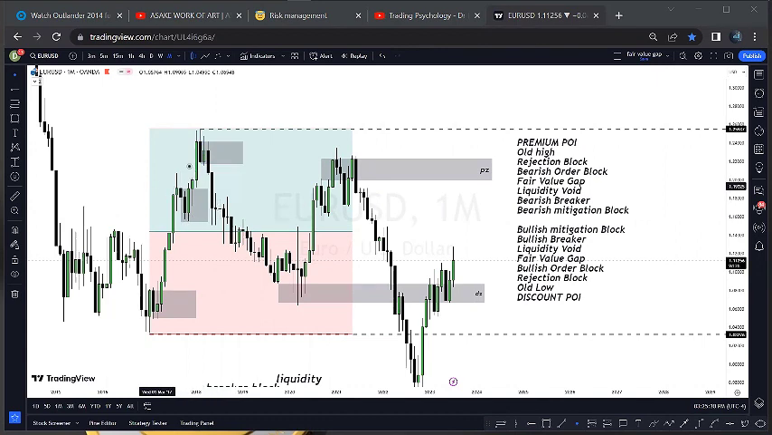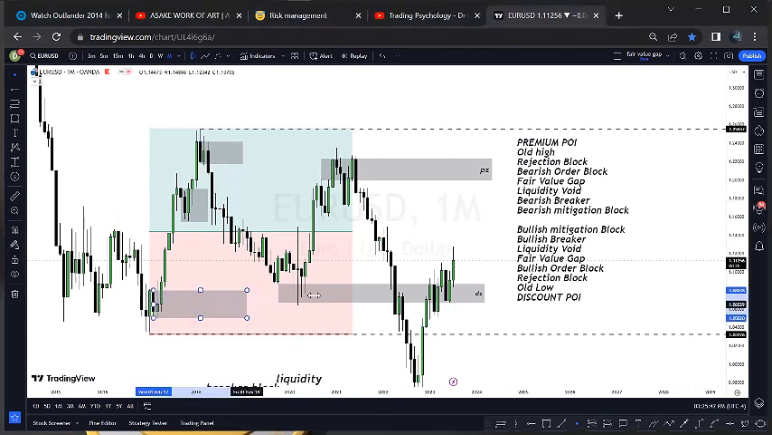So now, when we have established this range, you see that price started falling. And where did price get to? For us to buy this market, where did price get to? Price got to this bullish order block here. It came and mitigated this bullish order block.